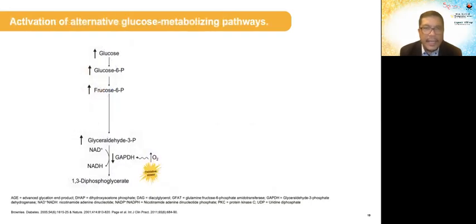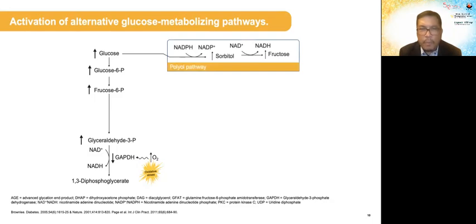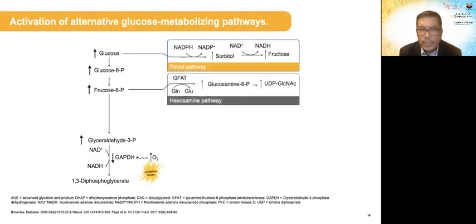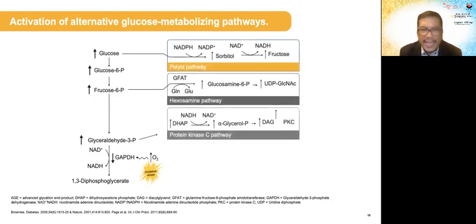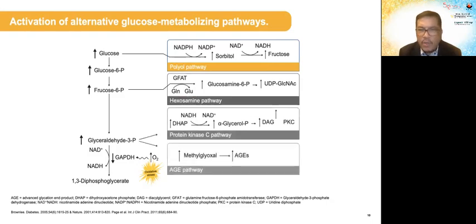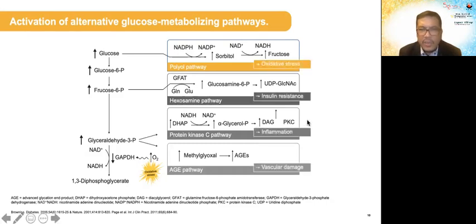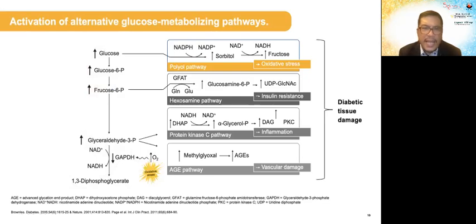So this is why there is activation of alternative glucose metabolizing pathways, as you can see here. And these include your polyol pathway, your hexosamine pathway, your protein kinase C pathway, and even your AGE or advanced glycated end product pathway. And all of these pathways will actually increase oxidative stress, insulin resistance, inflammation, and vascular damage that will eventually cause the diabetic tissue damage in our patients.